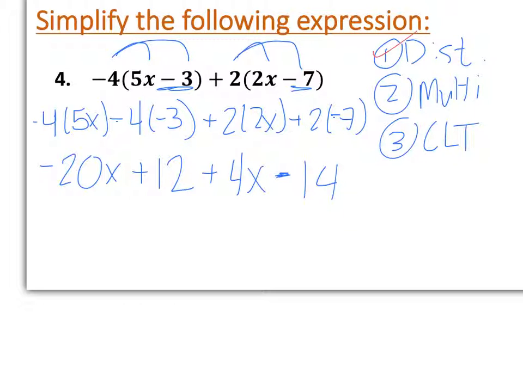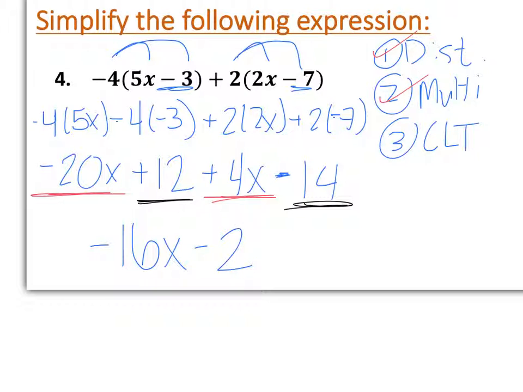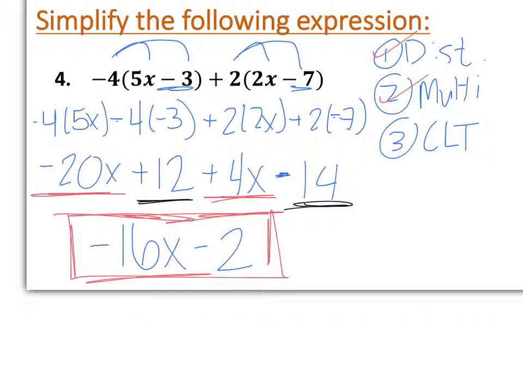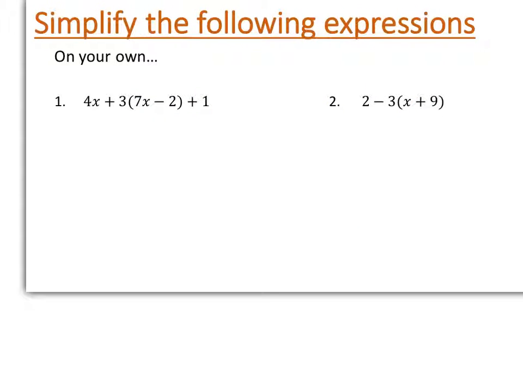Okay, so we distributed, we multiplied, now we're going to combine like terms. I see that I have some x's here and I have some x's here. Negative 20 plus 4 is negative 16x. And then I say I have this guy here and this guy here. 12 minus 14 is a negative 2. Again, if that wasn't something you knew off the top of your head, please use a calculator to check your answers.